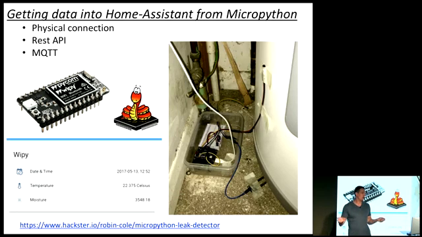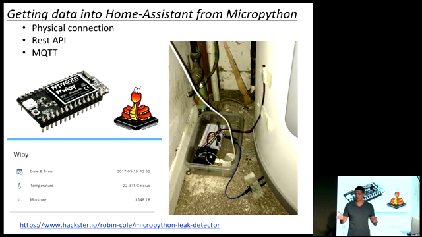The first way you could do it is a physical connection. So if you're running Home Assistant on a Raspberry Pi, it has these GPIO pins, and you can literally plug wires and sensors into Home Assistant, and you could use your MicroPython board to sort of stream data in that way. Another way you can get data in is by using the REST API that Home Assistant creates.